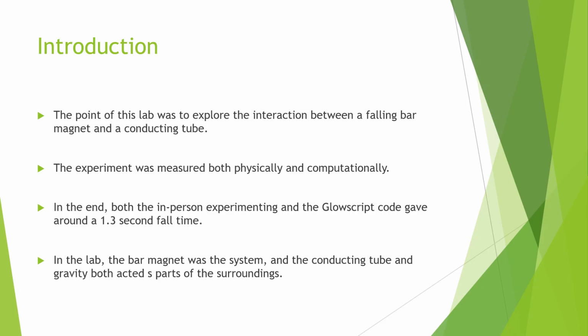For an introduction, the point of this lab was to explore the interaction between a falling bar magnet and a conducting tube. The experiment was measured both physically and computationally. In the end, both the in-person experimentation and the GlowScript code gave around a 1.3 second fall time. In the lab, the bar magnet was the system, and the conducting tube and gravity both acted as parts of the surroundings.